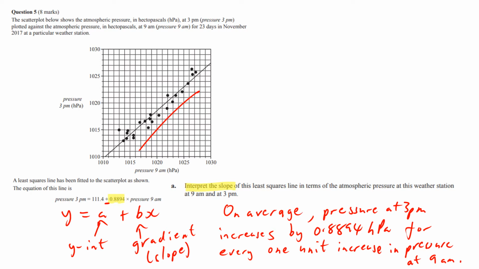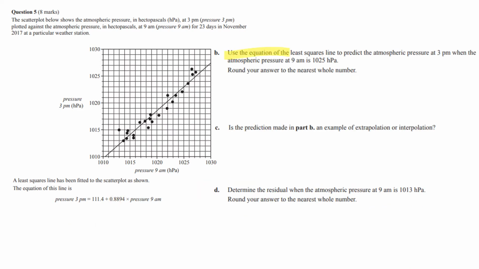Little variations on these things. Roughly half the kids got this right. So, a bit like your SAC really. Should be able to do this by now. We're going to use the equation to make a prediction for the 3 p.m. when we know the 9 a.m. is 1025. That's the equation. All we've got to do is put 1025 into the right part of the equation.